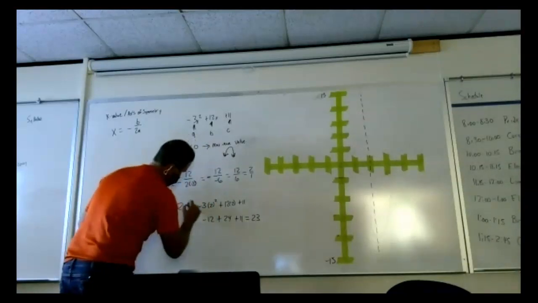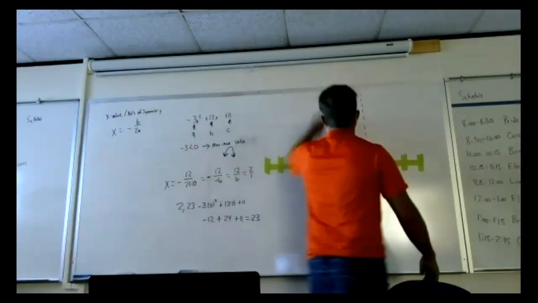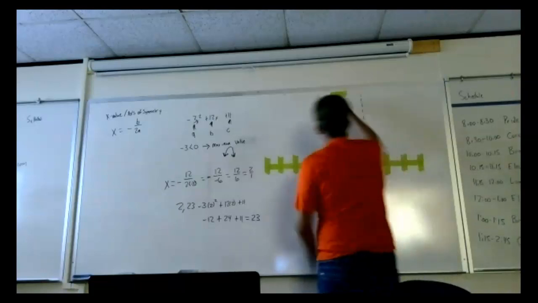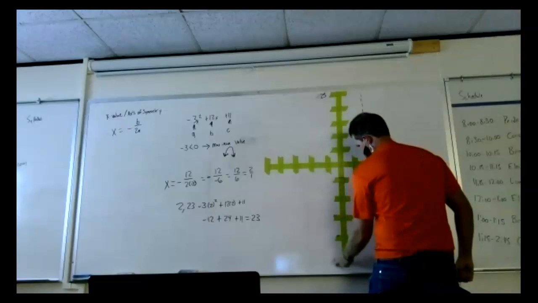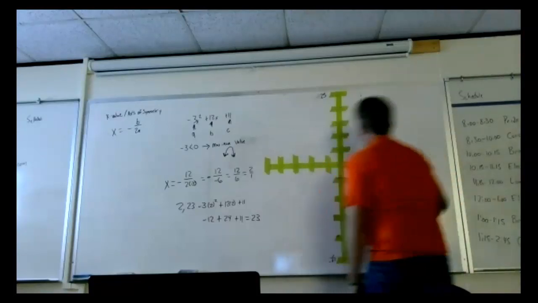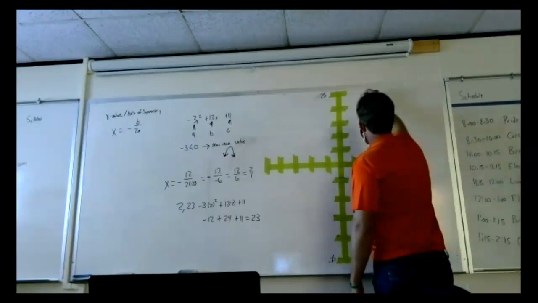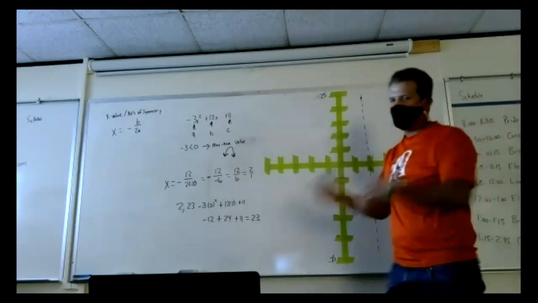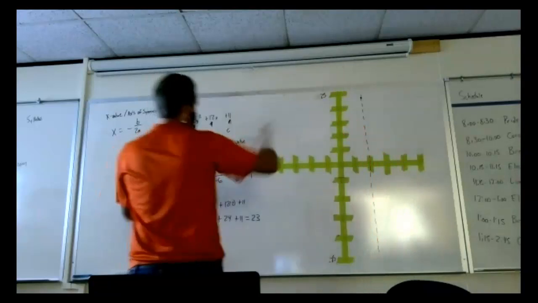So my vertex is at (2, 23), which would be way up here. I'm going to count by 5s on my y-axis. That way I can plot it. So 5, 10, 15, 20 would be roughly about right there. And once again, that's a maximum value. My a value is negative, so my graph is going to go down.